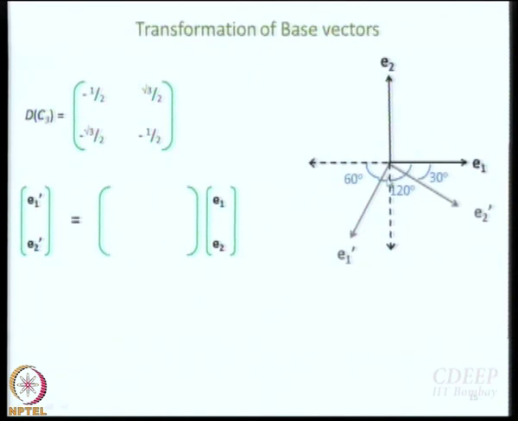So tell me, what is this length? If I drop a perpendicular from E1 dashed to the E1 axis, what will it be? Minus half. And if I drop a perpendicular on E2, what will it be? Minus root 3 by 2. Are we all okay with that?